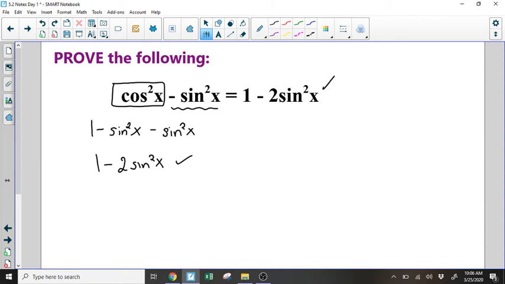So when given a problem like this, everything's in sine cosine. Which side do I pick? Pick the side that has more functions. It's always easier to replace and eliminate than it is to throw in a function that is not currently there.